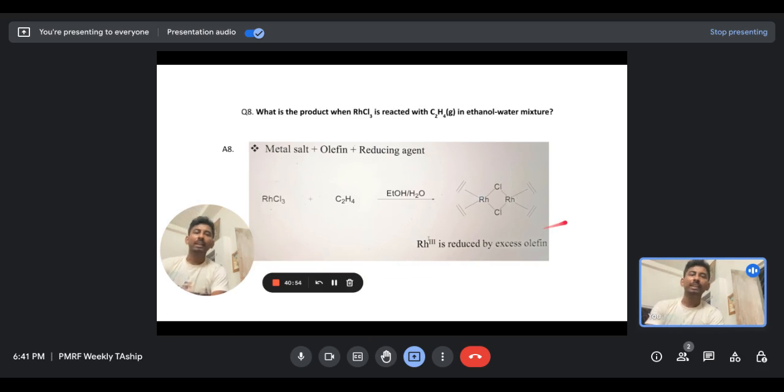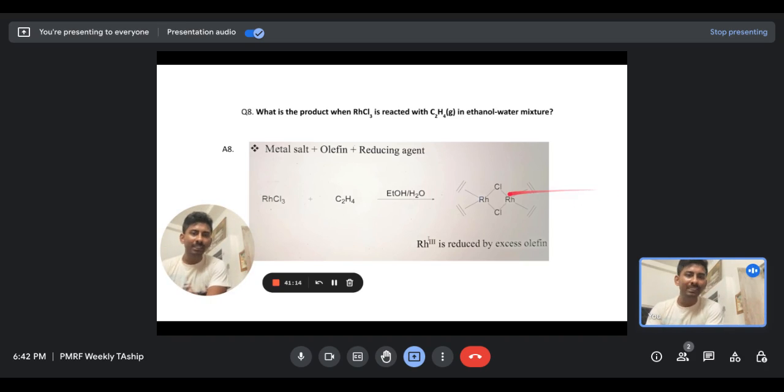So coming to the next example, what is the product when RhCl3 is reacted with C2H4 gas, that is ethylene gas again, in an ethanol water mixture? This is a very well known procedure where compounds having a metal olefin bond are prepared. So here a bridging compound is prepared. The typical procedure is that the metal salt is taken with an excess of olefin, that is, excess olefin pressure is taken, and a reducing agent is also there. Here the olefin itself is the reducing agent.